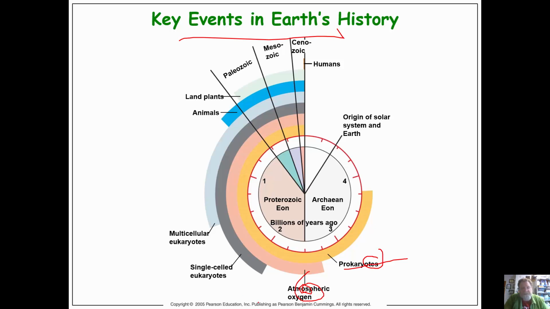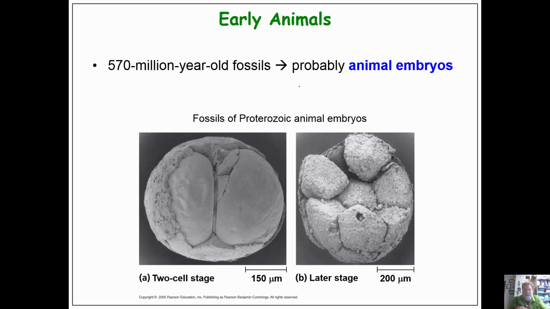But again, this oxygen was really toxic to the organisms that were there and killed a lot of things. Roughly 2 billion years ago, we start to see the single-celled eukaryotes. At roughly 1.5 billion years ago, we start to see the multicellular eukaryotes. And roughly 0.75 to 1 billion years ago, we see animals and land plants. Then things get really complex from there. And relatively recently, 200,000 years ago, we see us human beings come into play.